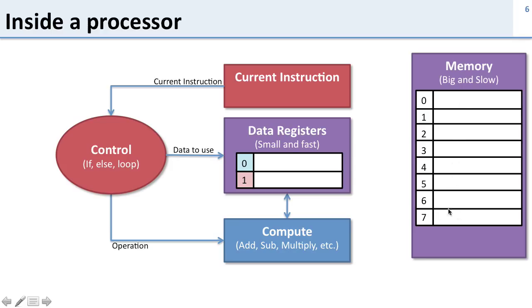So we have lots more entries in our memory than we do in our registers, but it takes a lot longer to access them. And of course we need some way to read the instruction so we can get the current instruction, because our program is going to be in memory, and the data registers need some way to read and write data back and forth.